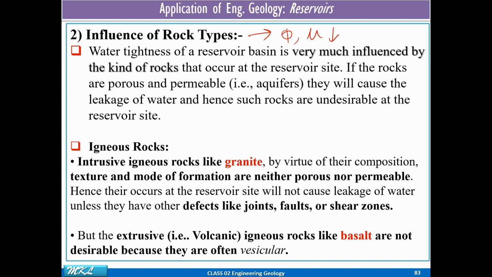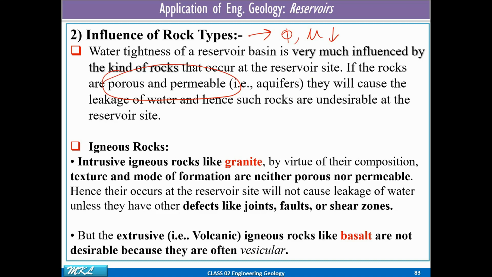If the permeability is more than 25% or 30%, then it will provide a suitable leakage path, you can say, suitable channel through which the water may seep in. So what we have to consider? We have to consider the water tightness of the reservoir, and it basically involves the two terms, porosity and permeability, and according to the porosity and permeability, they will decide if this rock is good enough for reservoir construction.